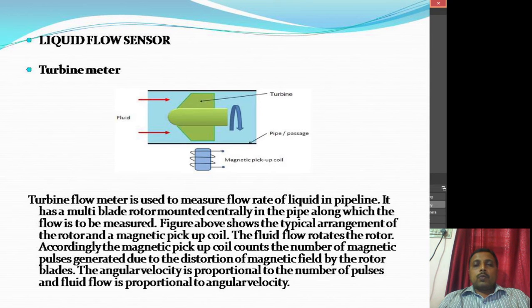Once the fluid flow starts, the rotor starts rotating. There is a magnetic pickup coil placed below which counts the number of magnetic pulses generated due to the distortion of the magnetic field by the rotor blades. Angular velocity is proportional to the number of pulses, and the fluid flow is proportional to the angular velocity. By this we can measure the flow rate of liquid in a pipeline.